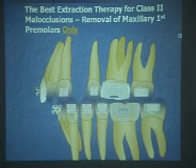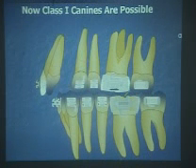Best extraction therapy for class 2 malocclusion, removal of the maxillary first premolars only. Don't take out mandibular premolars. Now the class 1 canines are possible, and you'll finish with these teeth in the class 2 occlusion.